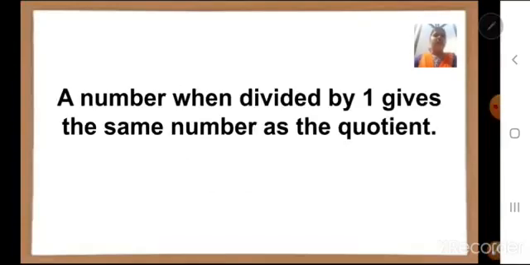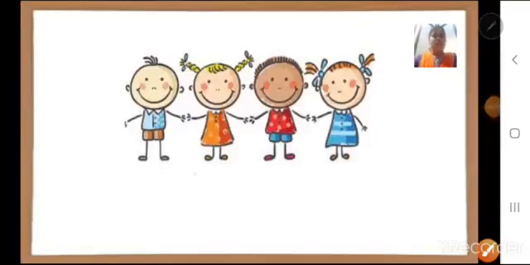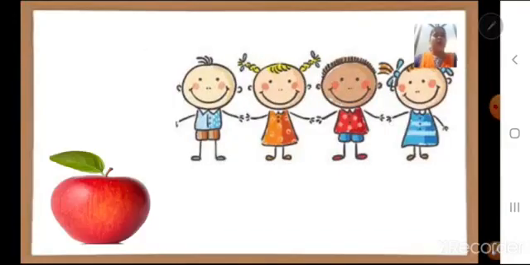It means that a number when divided by 1 gives the same number as the quotient. Or we can say when a number is divided by 1, then the quotient is the number itself. Now let us see how. You can see here children, there are 4 kids, 1, 2, 3, 4. And there is one apple. Can you see here one apple?